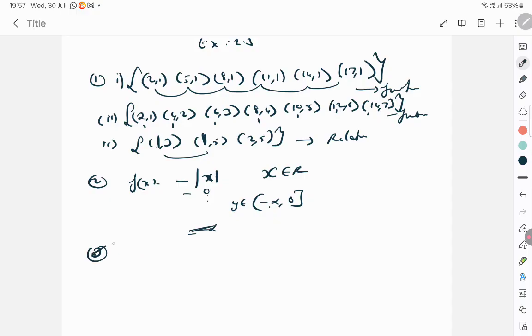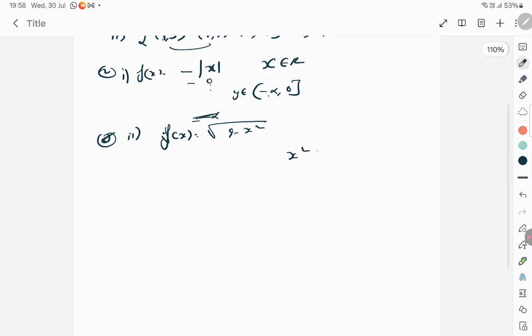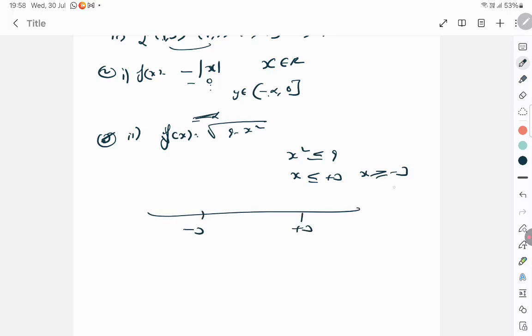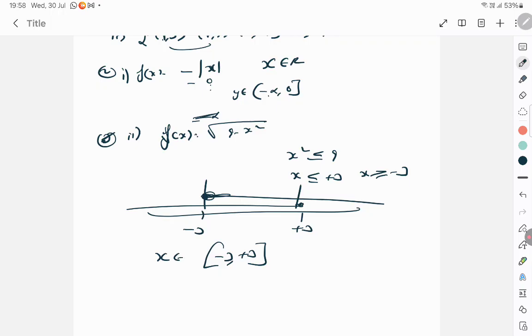So third, there's another subdivision here, which is f(x) equal to root of 9 minus x square. It's in the numerator. Therefore, x square has to be lesser than or equal to 9, x has to be lesser than or equal to plus 3, or x has to be greater than or equal to minus 3. Put it on the number line, at minus 3 and plus 3. x is greater than or equal to minus 3. Fill it. x is lesser than or equal to plus 3. Fill it. The intersection part is minus 3 to plus 3, close bracket. This is x is an element of.